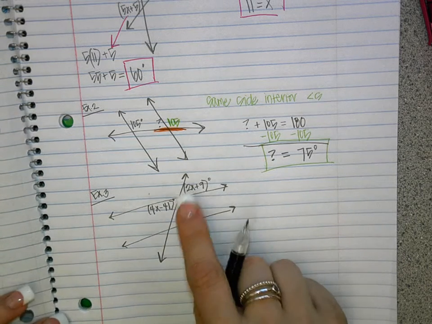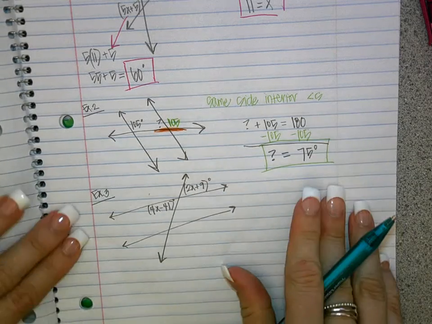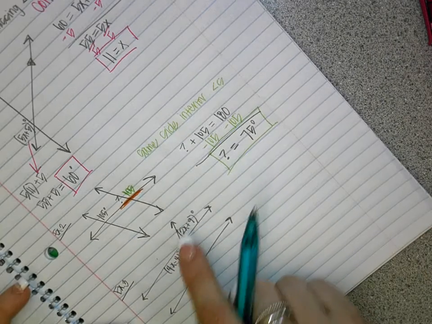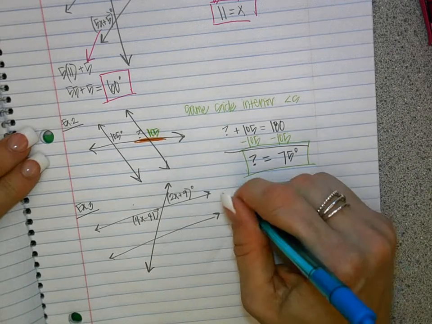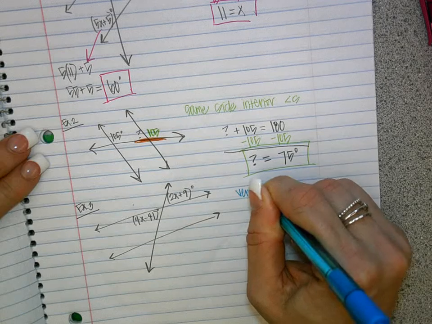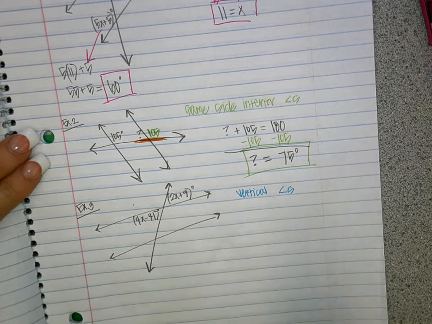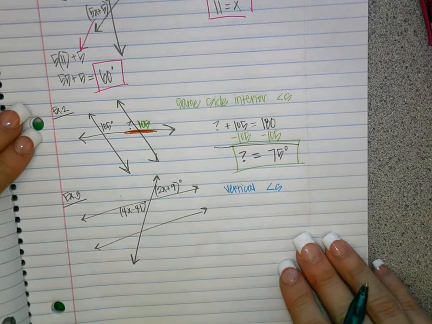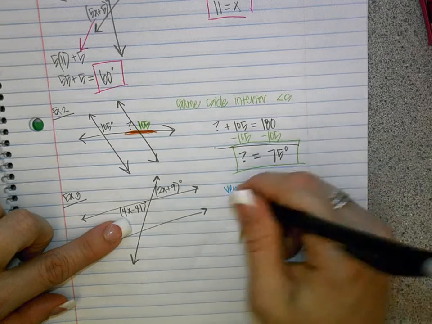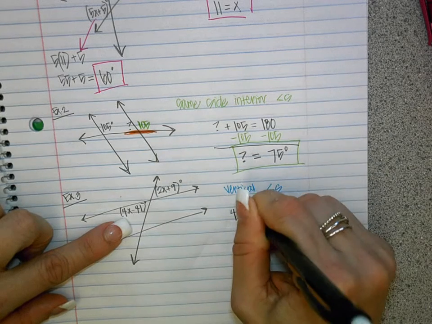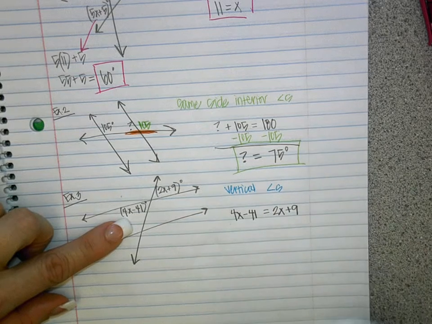What relationship do these two have? These are vertical angles, right? So vertical angles, if you turn it a little bit sideways, are right across from each other and they're making an X. And do we remember what's the relationship between vertical angles? You set them equal to each other, right? It doesn't matter which one you write first, but 4x minus 41 will be equal to 2x plus 9.